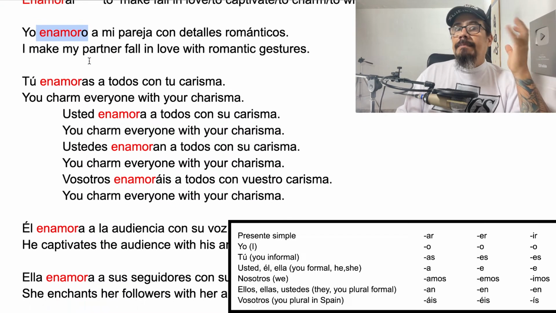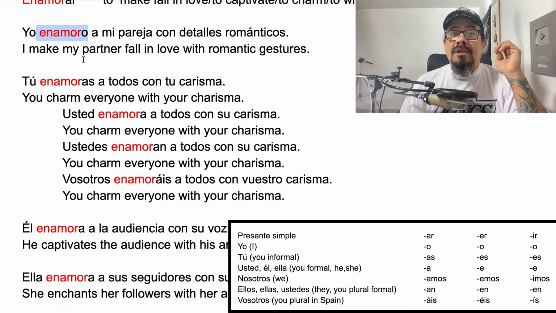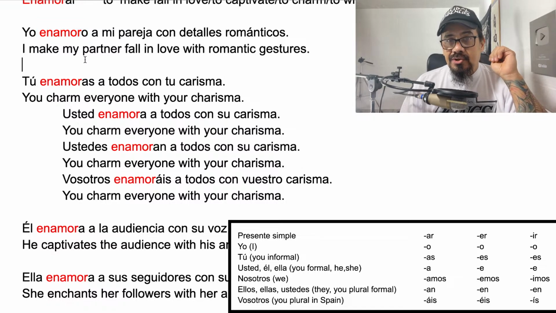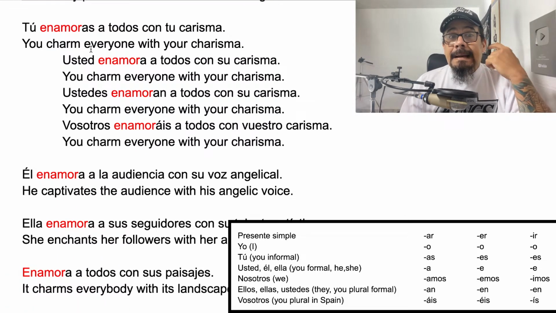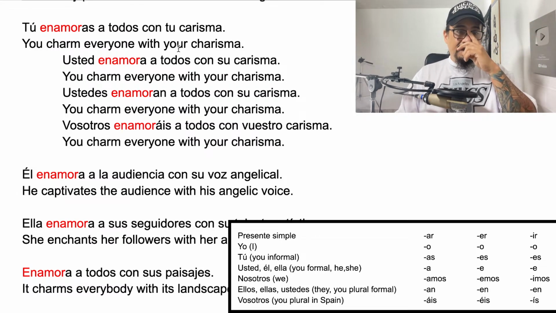So, yo enamoro a mi pareja con detalles románticos. I make my partner fall in love with romantic gestures. Yo enamoro a mi pareja. You see how this is subject, verb, object, basically. Tú enamoras a todos con tu carisma. You charm everyone with your charisma.